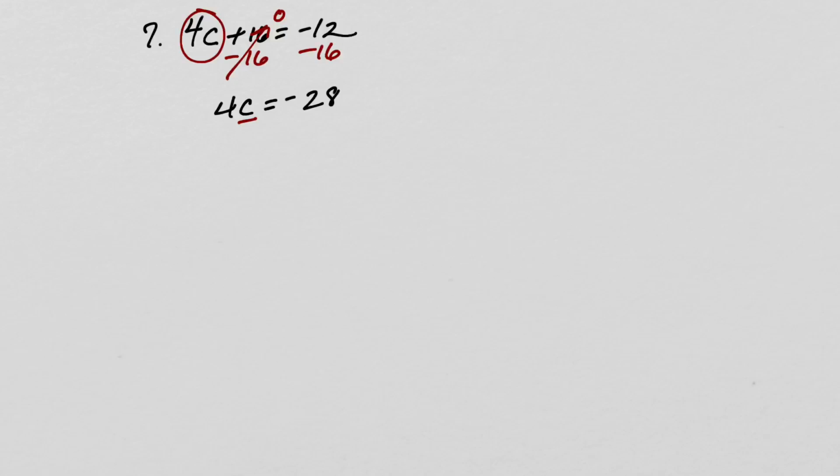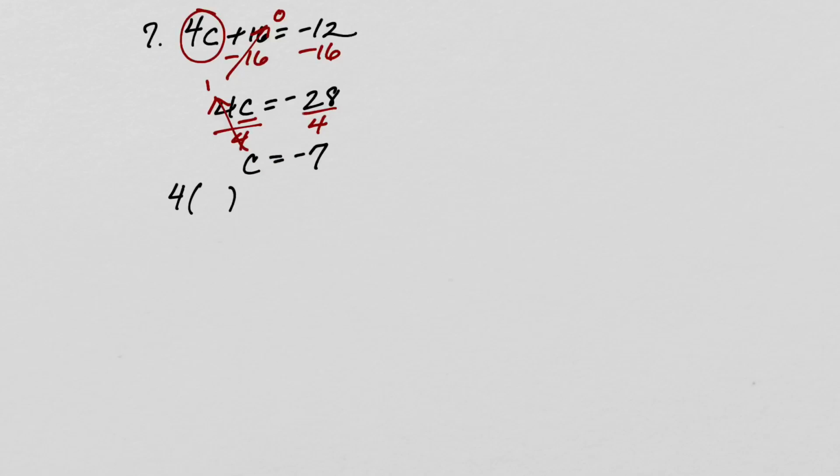Now remember, we want the coefficient of the variable to be 1. How do I undo a multiply by 4? I divide both sides by 4. This is going to cancel to 1. So then when I simplify, I get c equals negative 7.